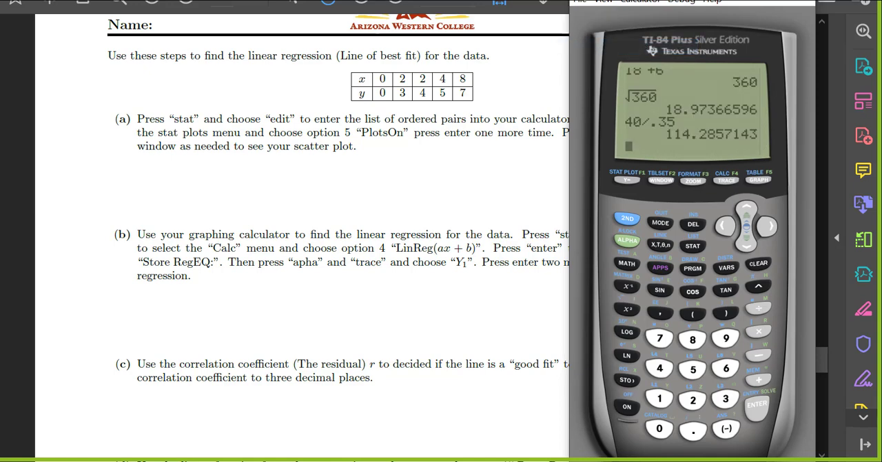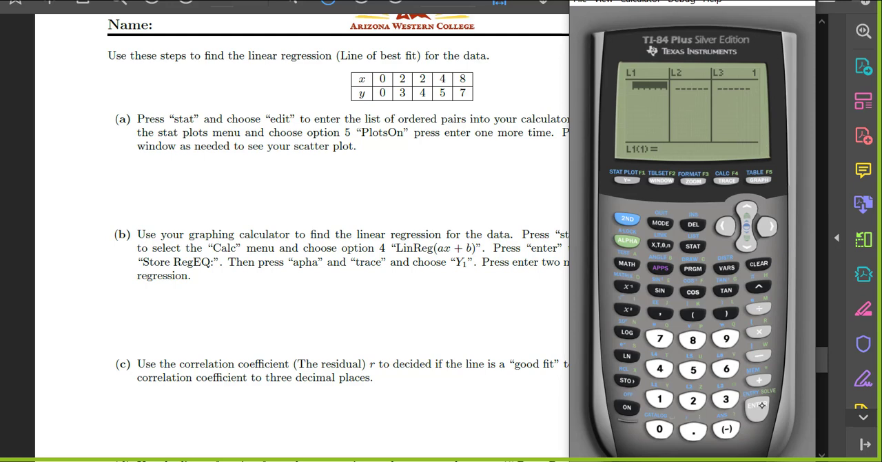So let's turn on our graphing calculator. So we want to find the line of best fit for this table of data, 0, 2, 2, 4, 8, 0, 3, 4, 5, and 7. So to get started, we're going to press our stat key, which is right in the middle of the calculator in technically the third row, but not including the function keys, the second row right here. We press stat. And then the first thing we're going to need to do is, we're already on it, we press stat and we choose edit.